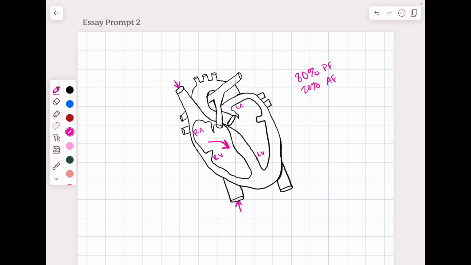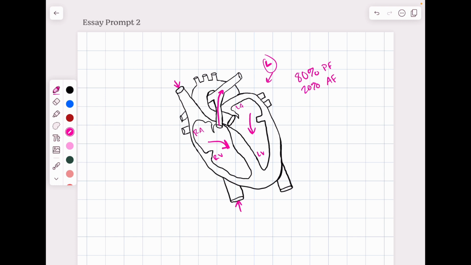So from there, the ventricle is then going to contract, and we're going to go through the pulmonary branch, through the pulmonary arteries, to the lungs, right, where it's going to pick up oxygen, and then we're going to go back through the pulmonary veins, and then we're going to go into the left atrium. Again, we're going to have an 80% passive fill into the ventricle. The remaining 20% is going to come from the atria contracting.